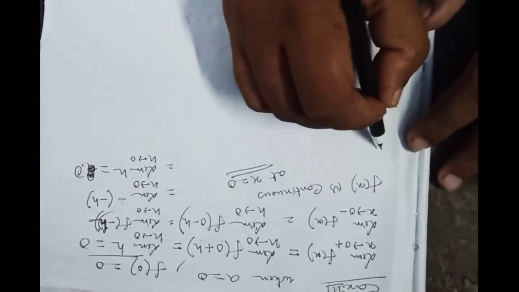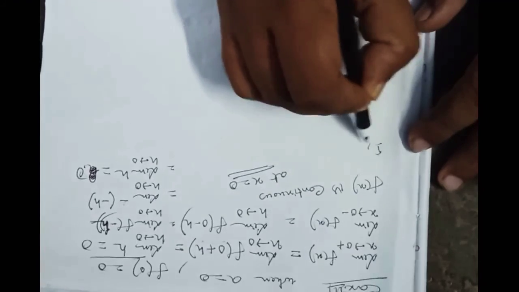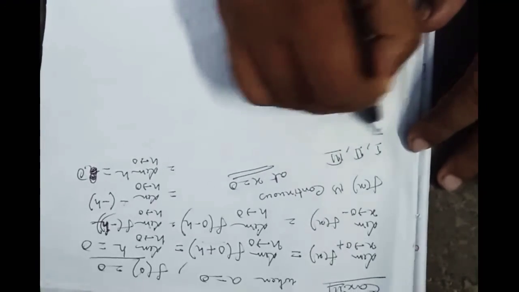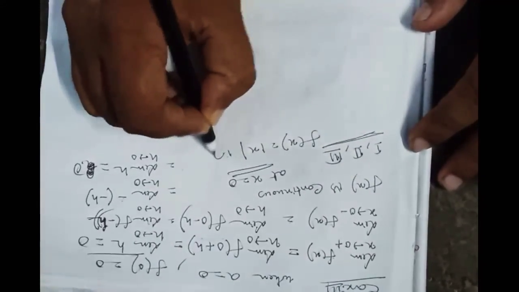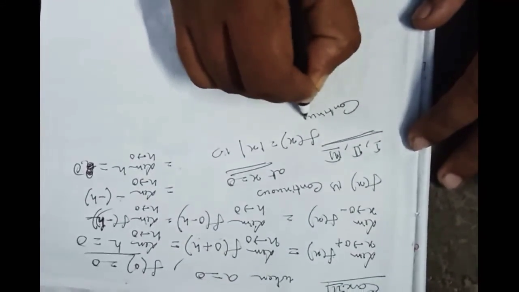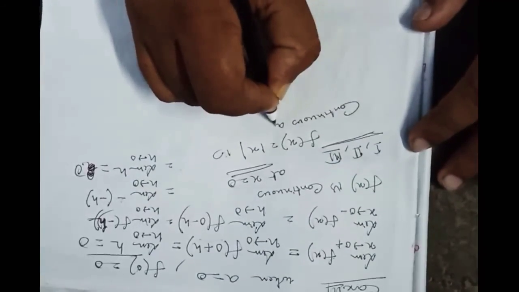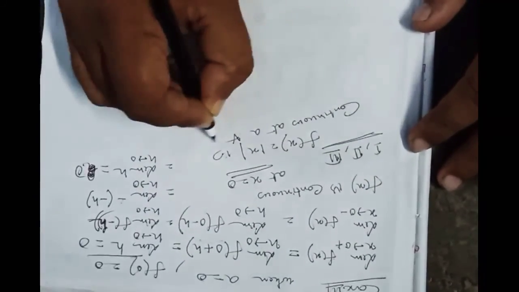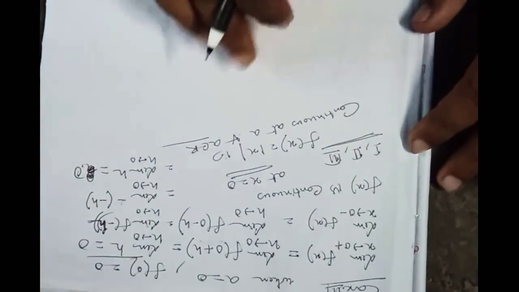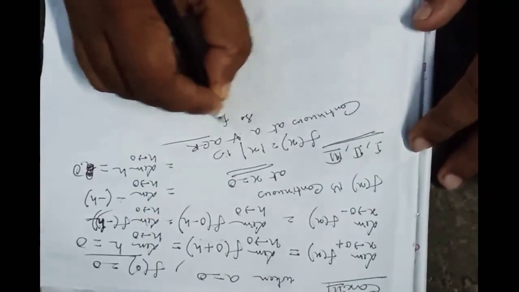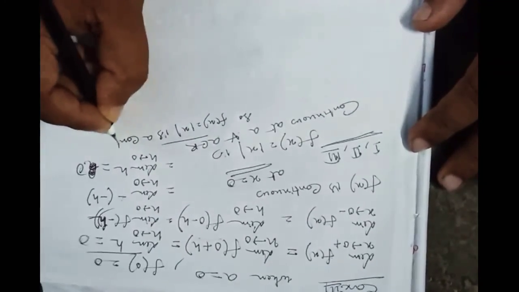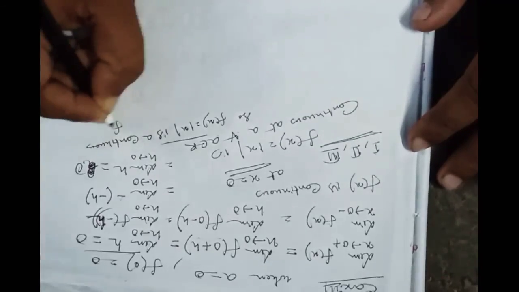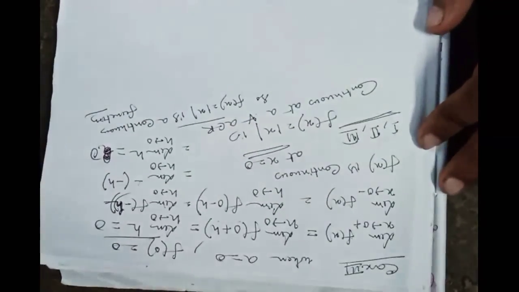Thus from the above three cases, case 1, case 2 and case 3, we can say that f(x) equal to mod x is continuous at a for all a belongs to R. So f(x) equal to mod x is a continuous function. Okay, hope you understood. Thank you.